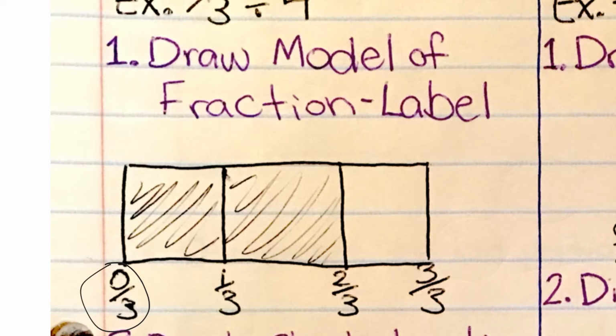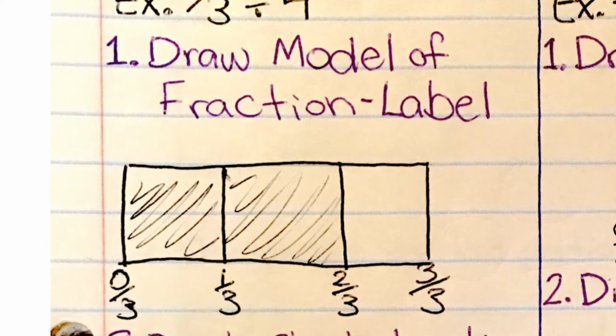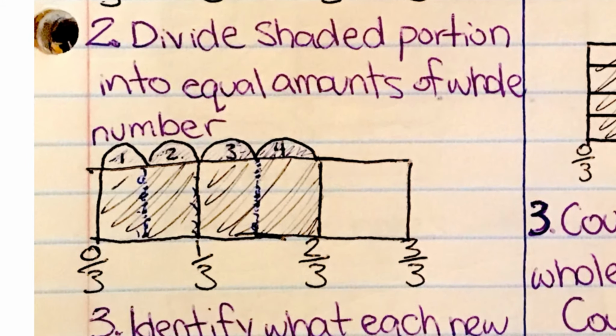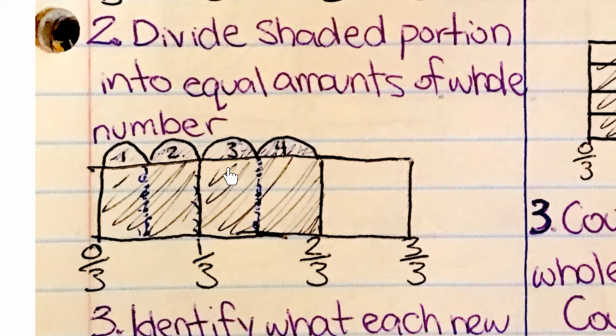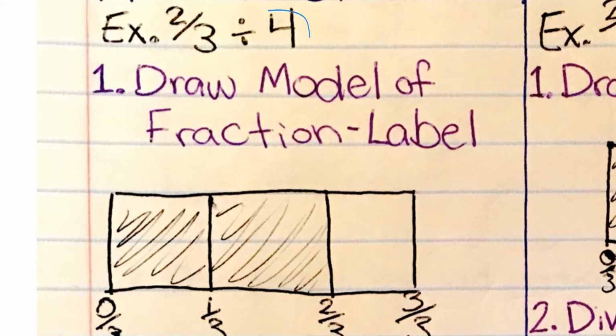So that's 0/3 obviously, 1/3, 2/3, and then 3/3. So make sure that you have those labels when you draw these models. Okay, so step 1 done. We draw the model of the fraction and we label it. Then we come down here, and step 2, once we have that model, just like this, we divide the shaded portion into equal amounts of the whole number. So if you remember, our whole number back here was 4. So what we're going to do is we'll go to our shaded portion.